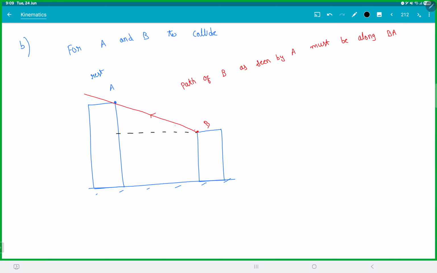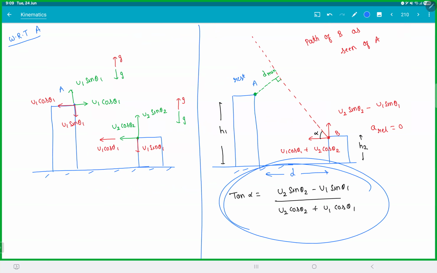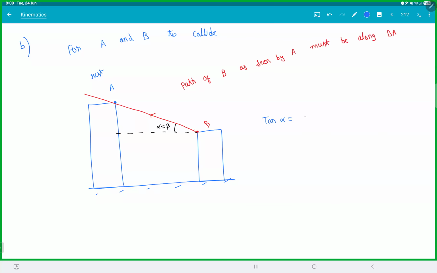So basically, indirectly, you made this angle alpha, you made this angle also beta. And just now we got that tan alpha is nothing but how much? This component here, which is u2 sine theta 2 minus u1 sine theta 1, and the horizontal component was u1 cos theta 1 plus u2 cos theta 2. And also from geometry, this height is h1 minus h2 and this distance is d. So both should be satisfied at the same time.